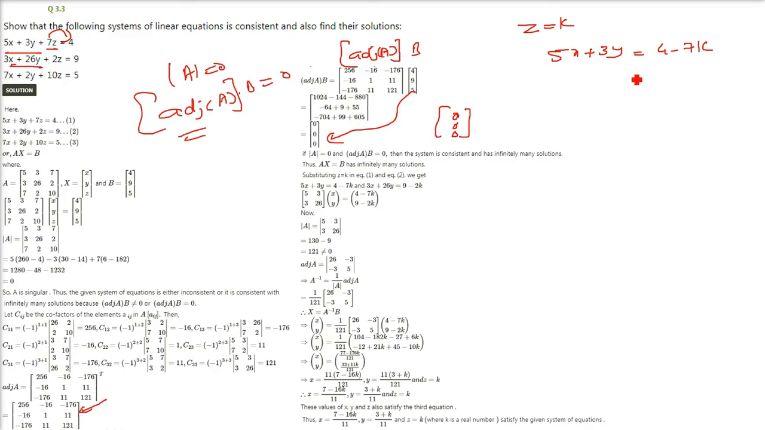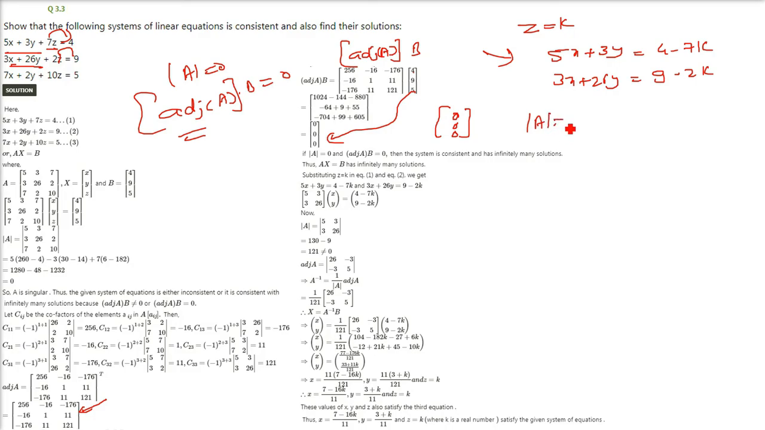Say 3x plus 26y and 2z, that is 2k, has to be taken on the right hand side. So you get 9 minus 2k. Then you have 7x plus 2y. Take this 10k on the right hand side. But you are not going to take the third equation. Why? Because the third equation will be used to show that the values which we get satisfy it.